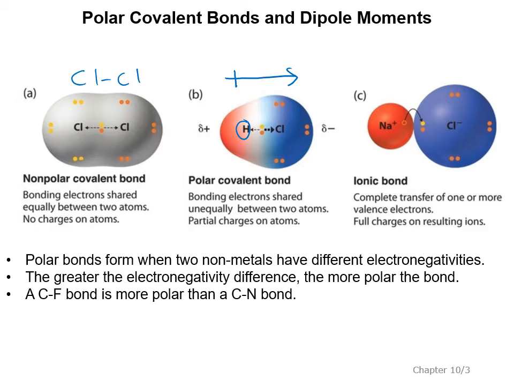Now, an extreme case is when we have a huge difference in electronegativity, and this is when we have a metal plus a nonmetal. And in this case, we see complete electron transfer, and we have the ionic bond, which is the attraction between the positive cation and the negative anion.